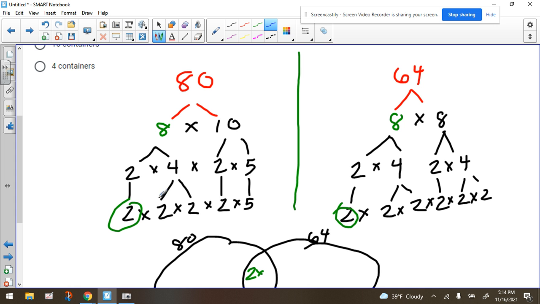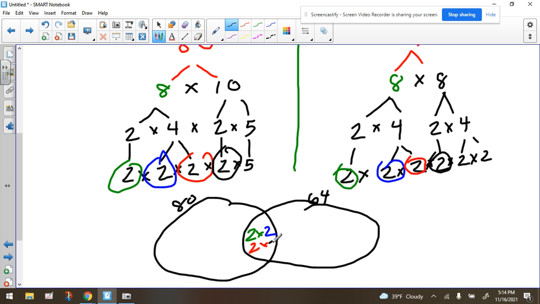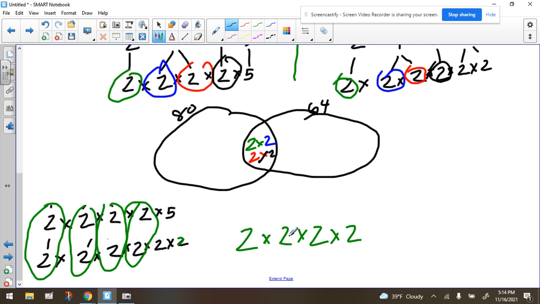So that's one match. Here's another match. We would have written that down in here. We have more matches, right? This is a match. This is a match. We would have written it down. And then we have still more matches. This is a match, and this is a match. And we would have written it down. And we would have multiplied all of these together, the 2 times 2 times 2 times 2, which is the same thing we have here.